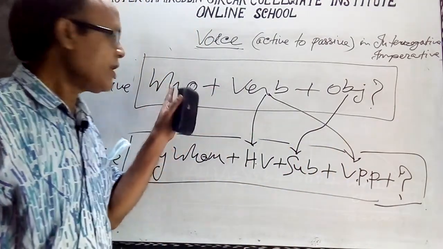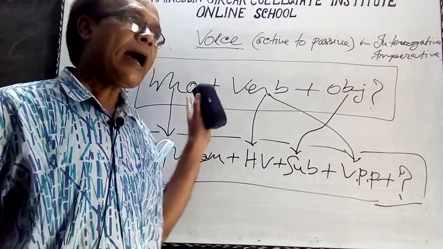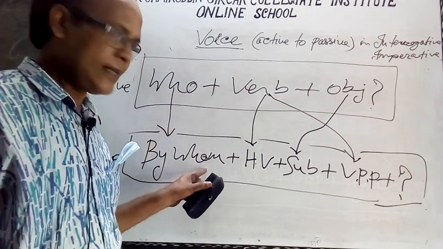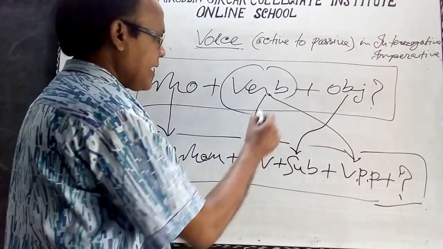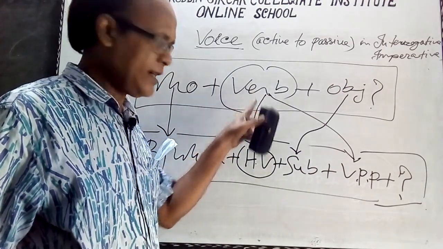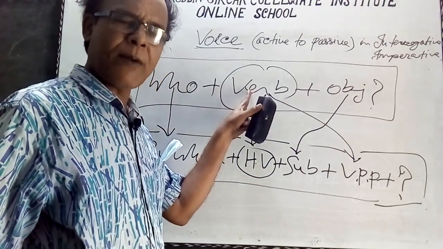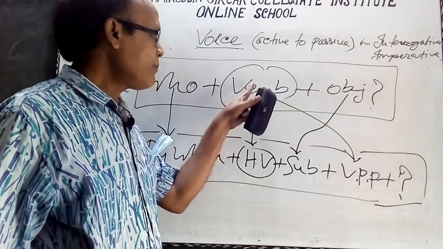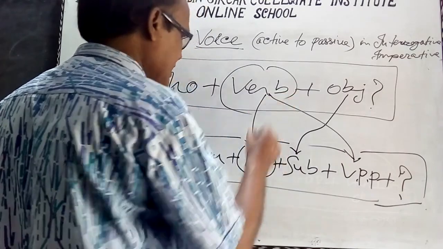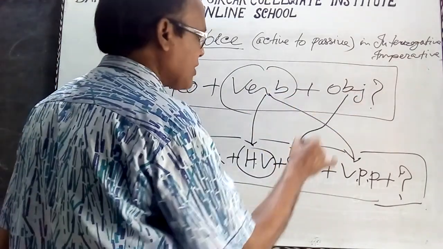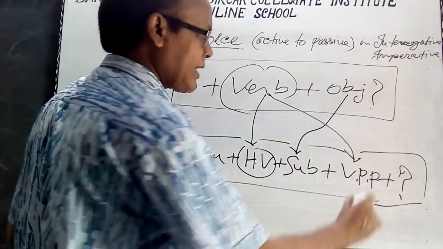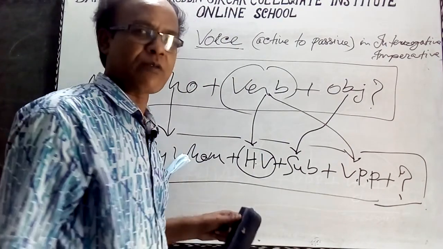I repeat, if the sentence begins with who, and we must begin the passive voice with by whom, then according to the tense, here will be some helping verb. If the verb is in the present indefinite tense, then am, is, are. If the verb is in the past indefinite, then was, were. If the verb is in continuous form, then am being, is being, are being. So according to the tense, there will be a helping verb, and the object will be the subject. Then the verb will be in the past participle form, and at the end there will be an interrogation mark.